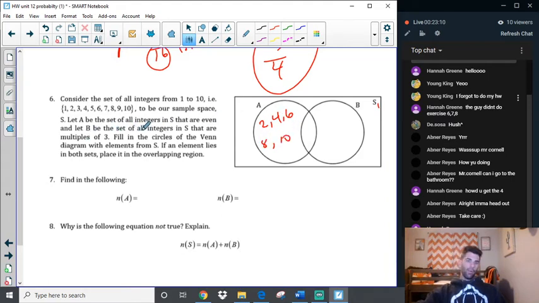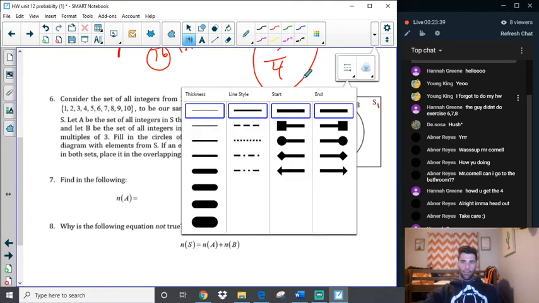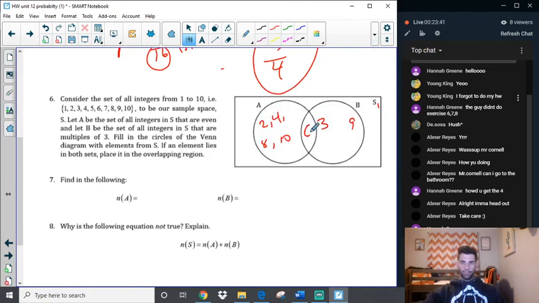Let B be the set of all integers in S that are multiples of 3, which would be 3, 6, and 9. Fill in the circles of the Venn diagram with the elements from S. If an element lies in both sets, place it in the overlapping region. So after we fill it in, I can go back now and look. Well, they both have a 6, so I can take the 6 out, and then I can take that 6 that they both shared, and then put that in the center.